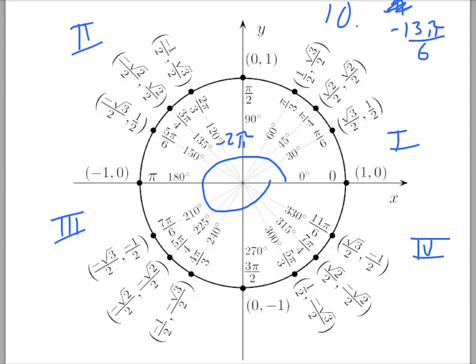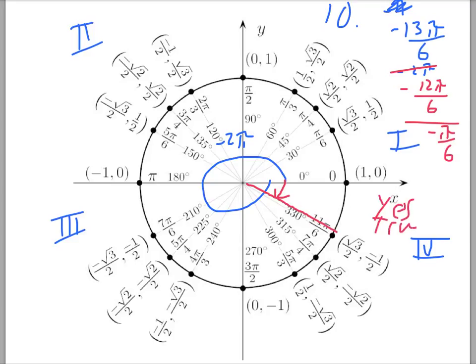Well, what's left over when we do that? So negative 13 pi over 6 minus 2 pi, well, minus 2 pi is minus 12 pi over 6. So that gives me negative pi over 6. So now I'm going an additional pi over 6 in the negative direction. That would be right there. That is in the fourth quadrant, so yes or true for number 10.